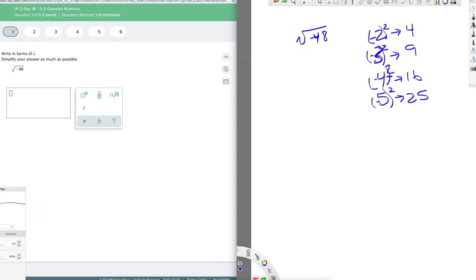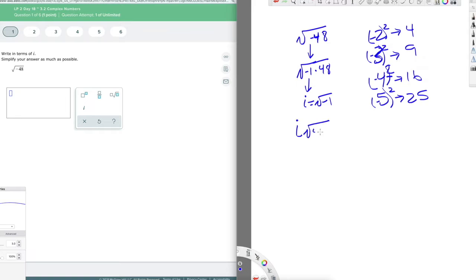So as soon as we see a negative under the square root sign, what we do is we take that out, and the square root of negative 1 times 48. So we're going to separate these out. And the square root of negative 1 equals, oops, not j, i, like that. So when we see the square root of negative 1, we take it out and we replace it with i. So we have i times the square root of 48.